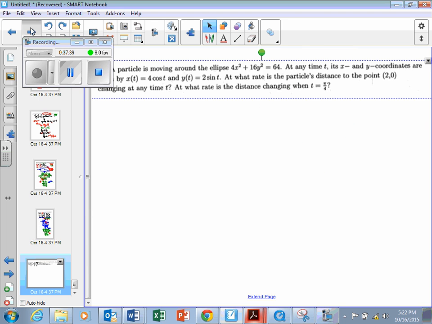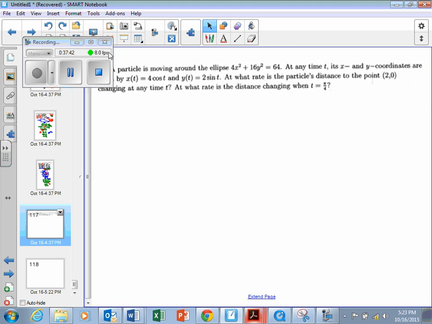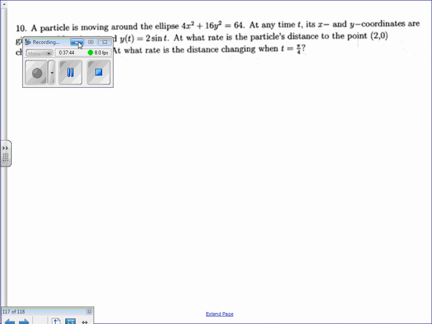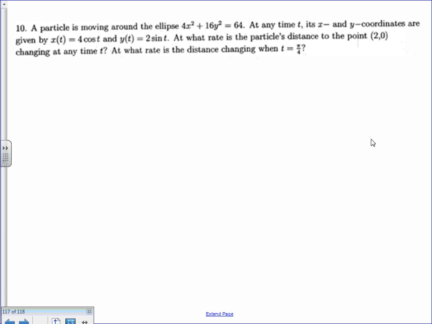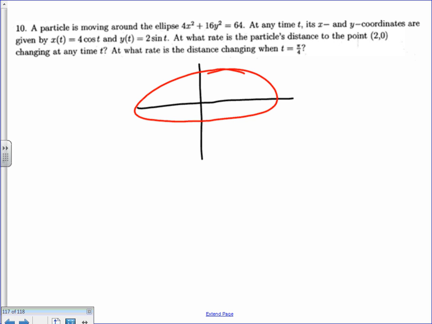All right, one more problem, I believe, right? Just one more? Yep. One last problem here. Okay, a particle is moving around this ellipse. Now, if you know anything about ellipses, actually, I don't remember anything, even though I teach algebra 2. Well, I know they look like that. I can't remember whether this one would be oblong this way or the other way, but we've got a particle going around this ellipse. At any time t, its x and y coordinates are given by these two, these are parametric equations. If we could put them in, we could graph this ellipse. So a little throwback to your pre-calc days.